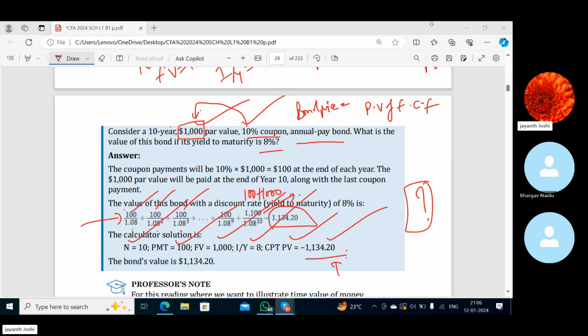Then you click on 8 and click on I by Y. Yes. And then you click on the top row CPT, extreme left, compute, and then come to the third row and in the middle PV, you'll get minus 1134.20. Did you get this? Yes, sir. Understood? Okay, let's move forward now.